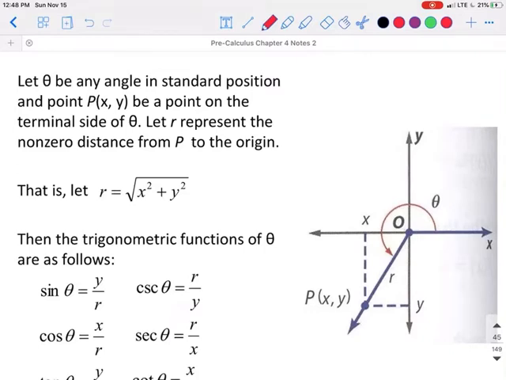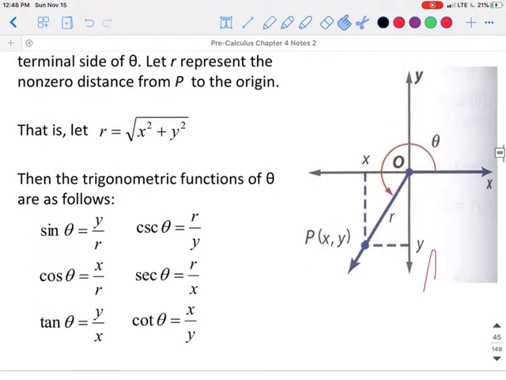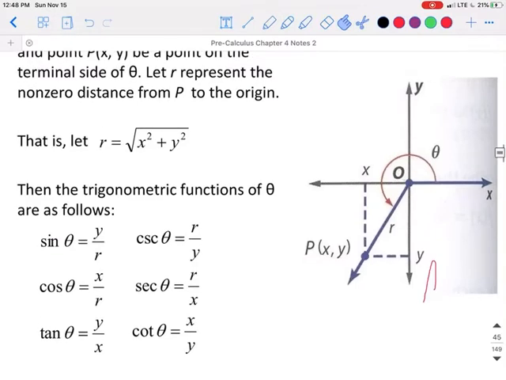To find the length of r, we can use the Pythagorean theorem, a squared plus b squared equals c squared. If we rearrange it to find the r value, r is equal to the square root of x squared plus y squared. Now once we have the r value and we know our x and our y, we can look at our different trig functions.